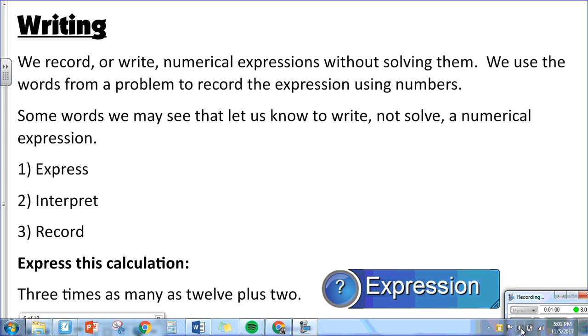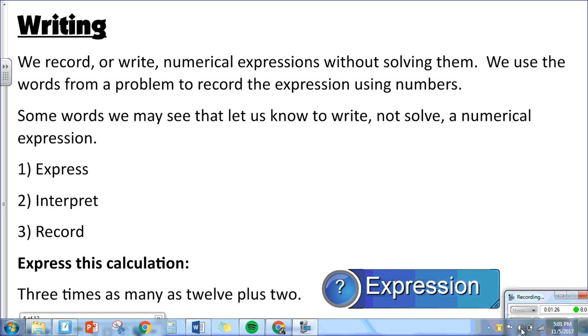Okay, so some words that we may see in the directions or instructions or in a word problem that let us know we need to write and not solve a numerical expression are words like express, interpret, record. They could say write. So you've got to be careful there. You don't always need to completely solve it. You may just need to simply write the expression.